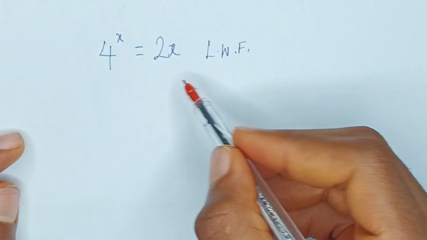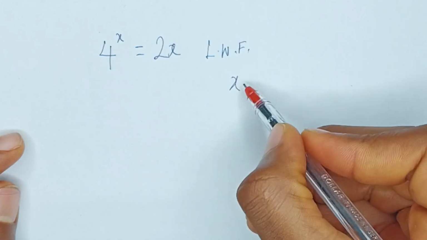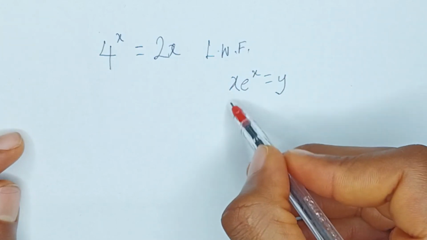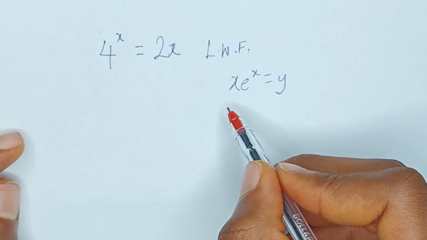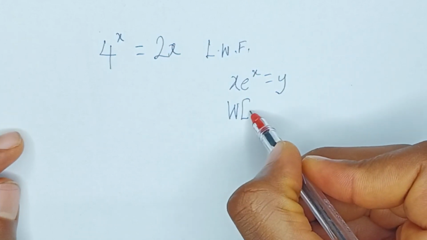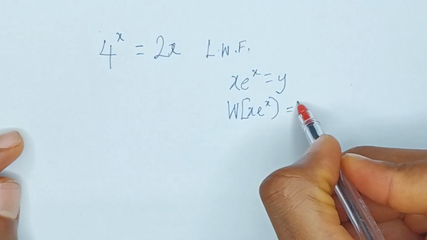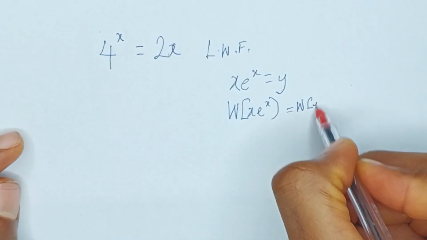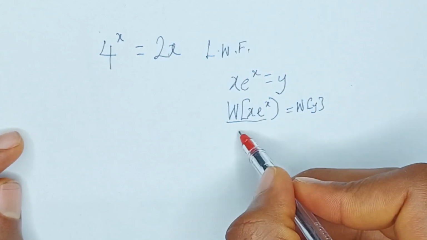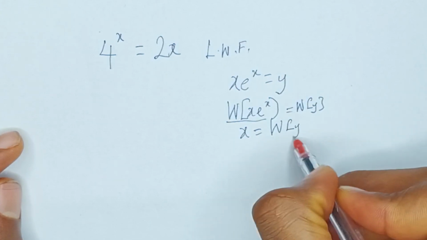This formula states that we have something like x e to the power x is equal to y, okay? That we should take the W of both sides. If we take the W of both sides, so we have W of x e to the power of x is equal to W of y. Alright. Taking the W of both sides, we would have the answer to be x equal to W of y.